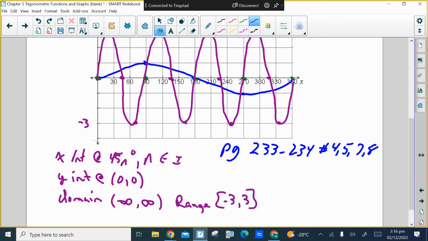So questions 4, 5, 7, and 8 on page 233 to 234. We'll do those for practice. So next week we'll look some more at transformations of the sine and cosine functions.